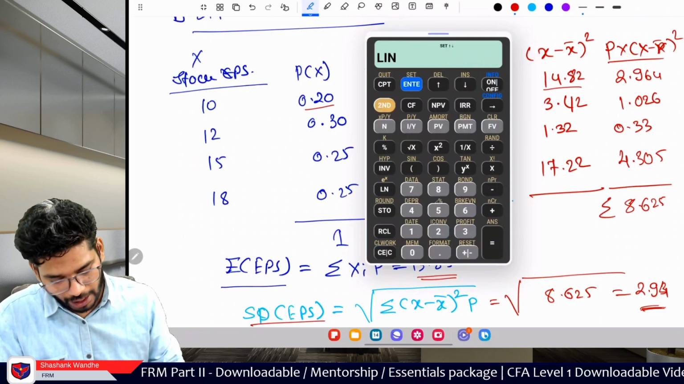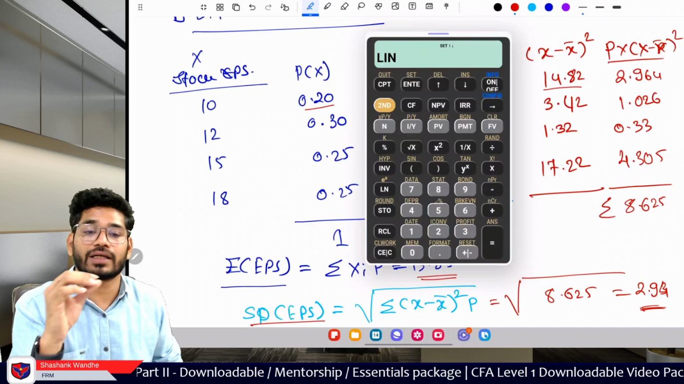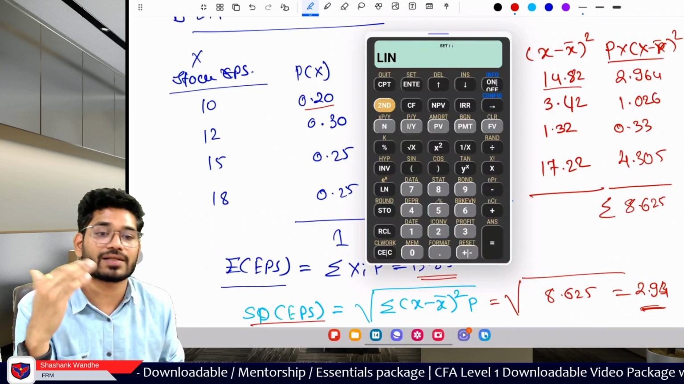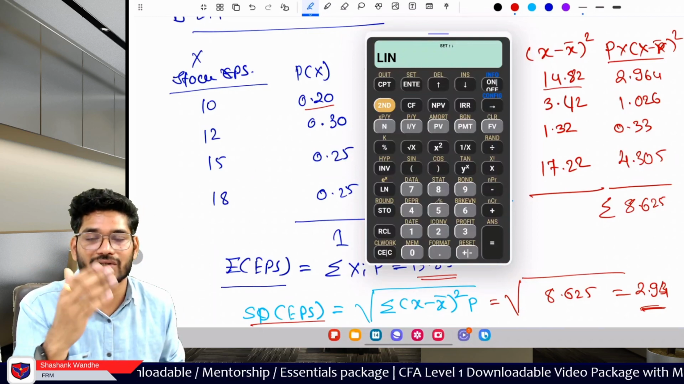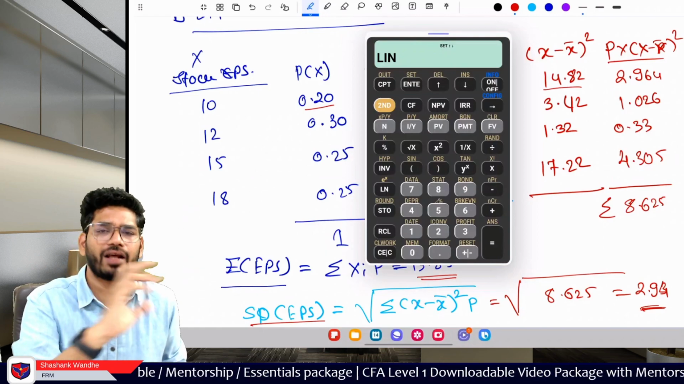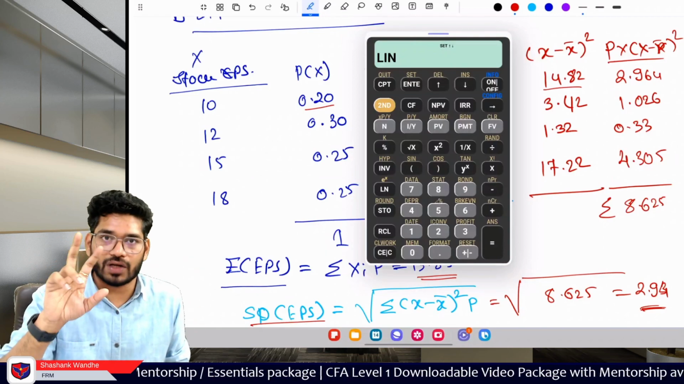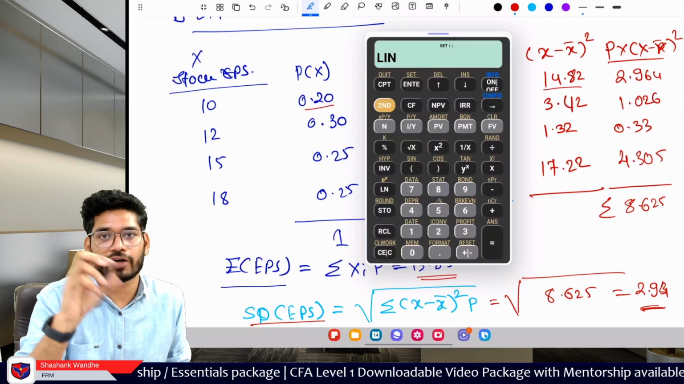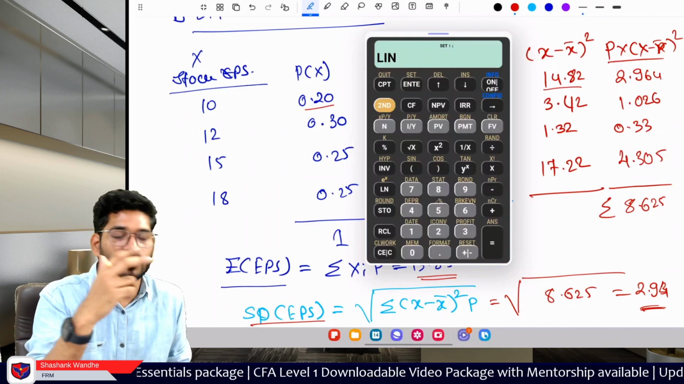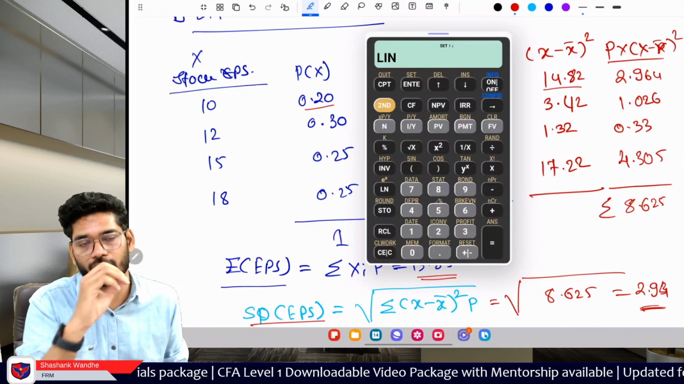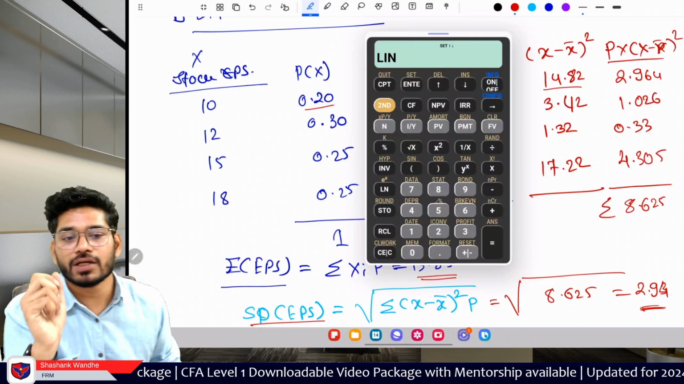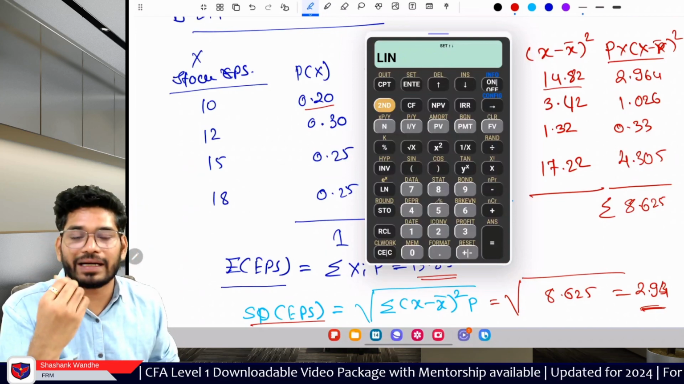Right now you will be able to see your calculator in this particular mode, which is LIN. LIN stands for linear regression. This is the linear regression mode where x and y values are treated as two variables, and this calculator will give you all the values for the regression analysis. You will get the alpha and beta also, right? But we need the probability calculations, right?